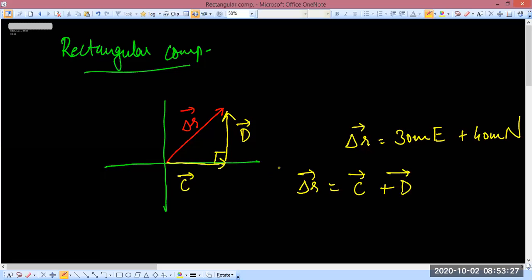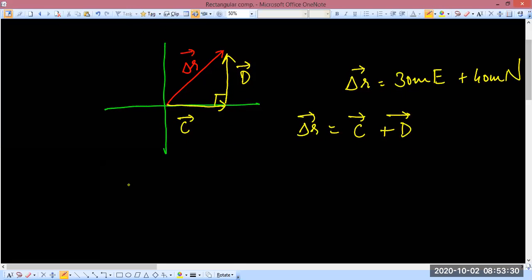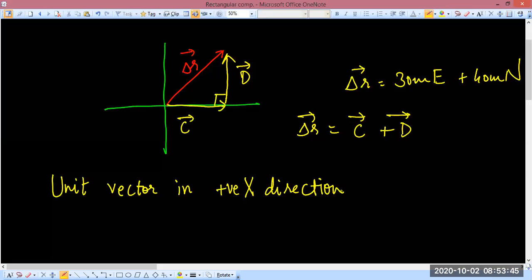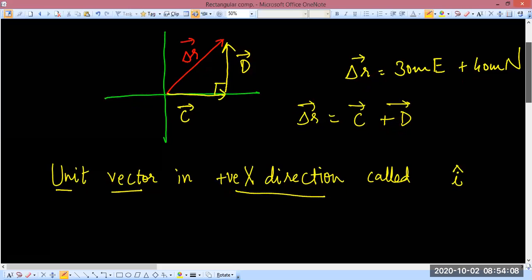So now we are going to define that the unit vector in positive x direction has been given a name. You cannot ask why. It's called I hat or I caret or I cap. So the unit vector that is in positive x direction is called I hat.